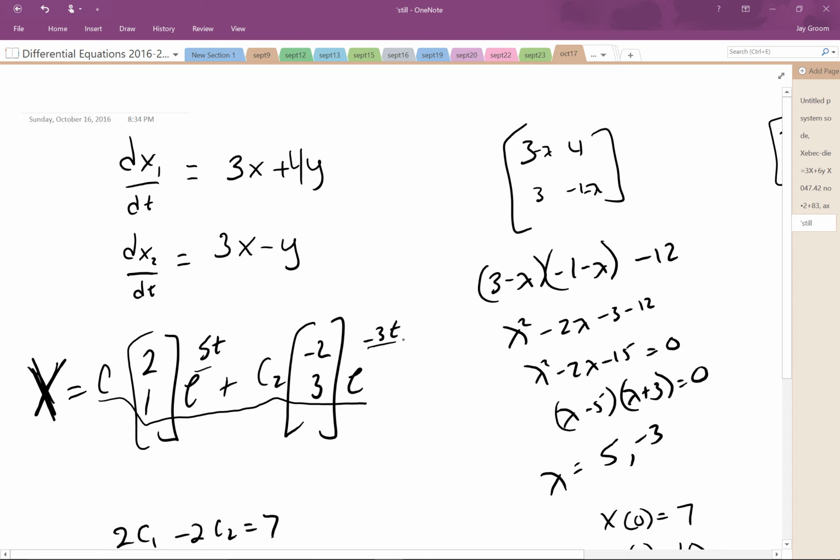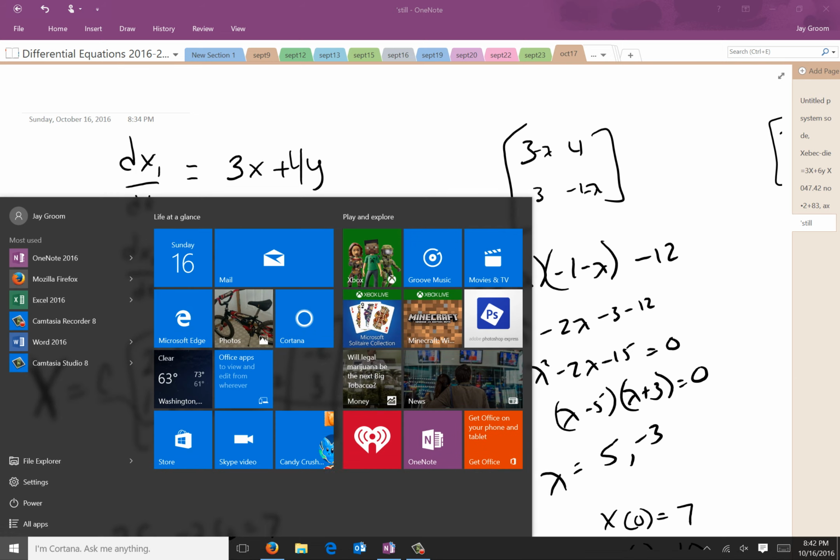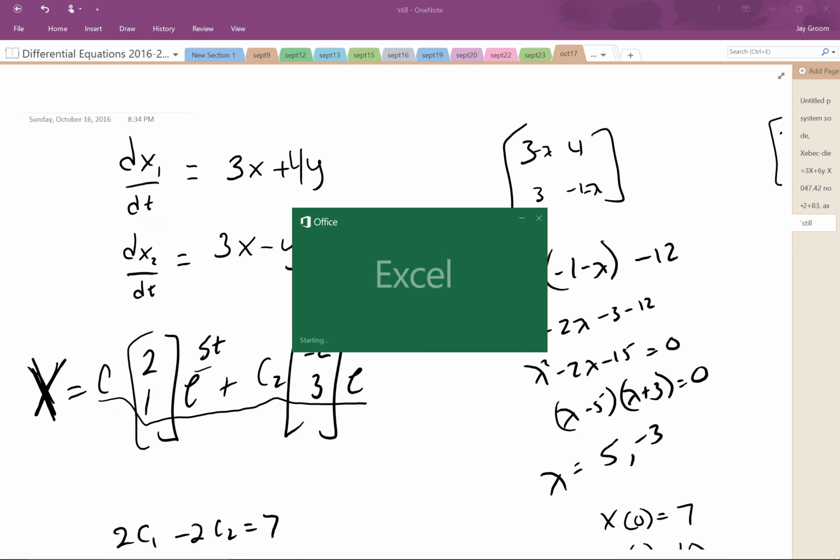But again, because those are opposites, 5 and -3, they're opposite signs of one another, this will be a saddle point scenario. If you were to graph these, for instance, x versus y, you could get a table of data, which sounds like a job for Excel.